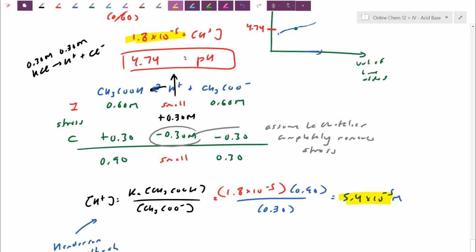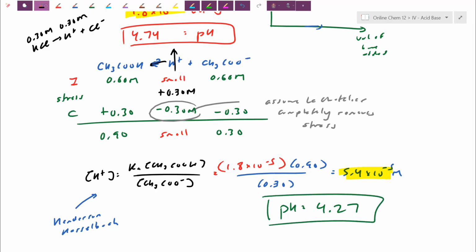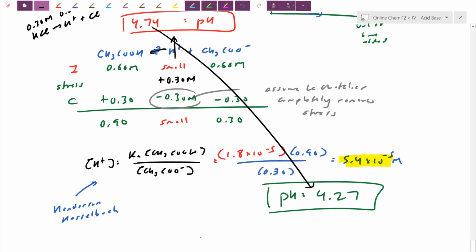To put this in perspective here, let's calculate the corresponding pH. The pH is the negative log of this number, so we're going to take negative log of 5.4 e negative 5, and that gives me a pH of 4.27. Okay? Again, I'm not really concerned with what's the starting pH or the ending pH. I'm concerned with the change in pH. You'll notice the pH has dropped, but it has decreased only 4.74 minus 4.27. It's only decreased by 0.47.